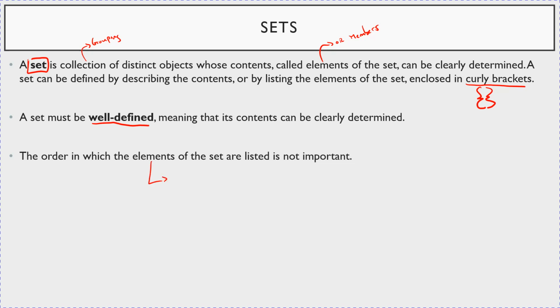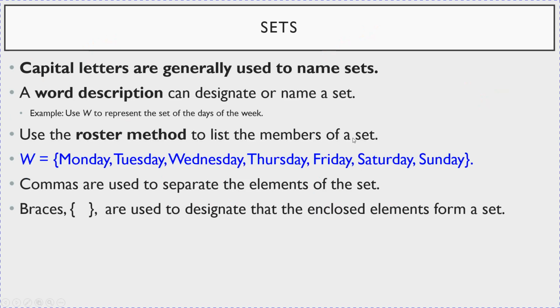However, when working with numbers, which we're going to do a lot of, we will list them in numerical order. So we're going to have this set, which is a collection of distinct objects. It's going to be well defined. The order doesn't necessarily matter at all, but when we do work with numbers, we're going to put them in numerical order.